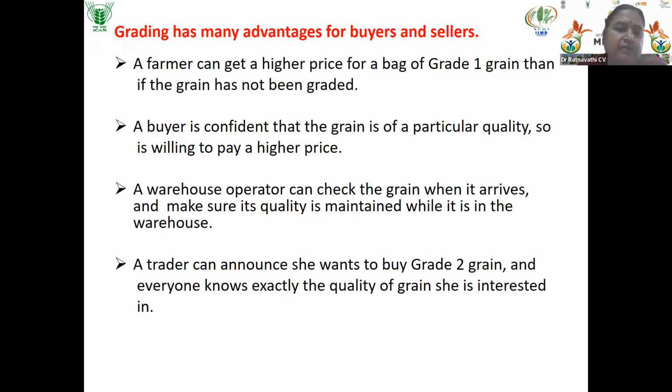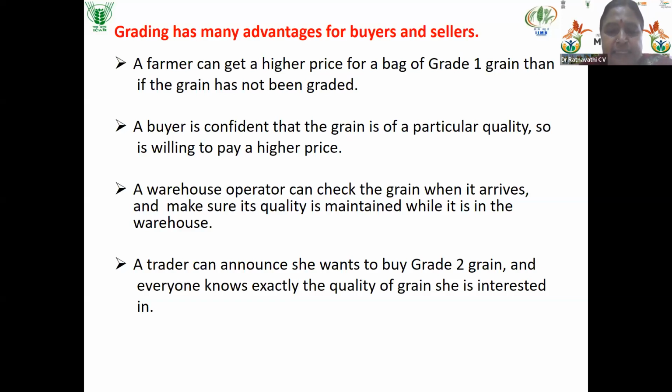And with regard to farmers, a farmer can get a higher price for a bag of grade 1 grain. If the grain has not been graded, it is very important that the farmer knows about this grading so that he will get a higher price for his quality grain. And a buyer is confident that the grain is of particular quality, so he is willing to pay a higher price. So once the grade 1 grain is available in the market, if the buyer is confident that this grade 1 quality is good, he will go for that. So the farmers will get a higher price while selling it to the supermarkets.